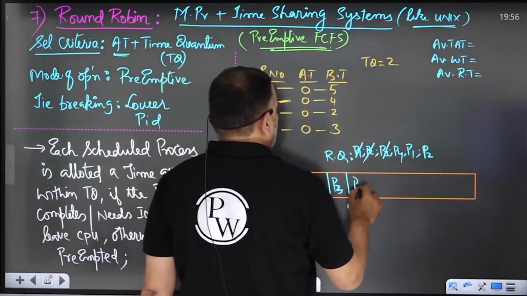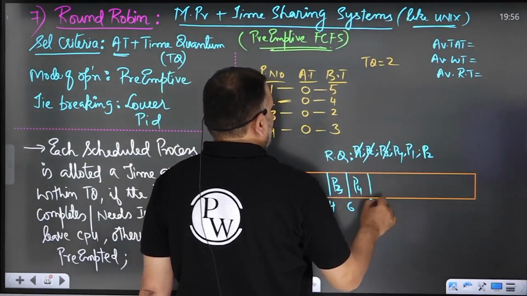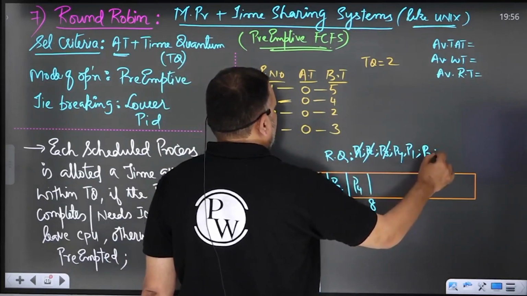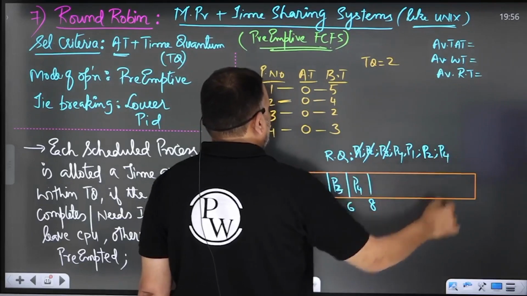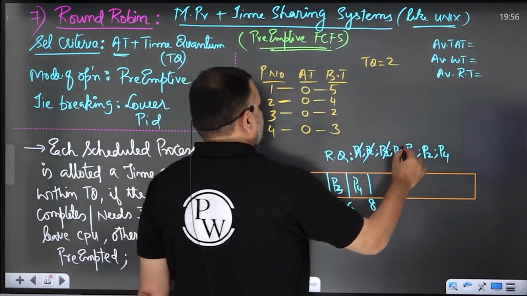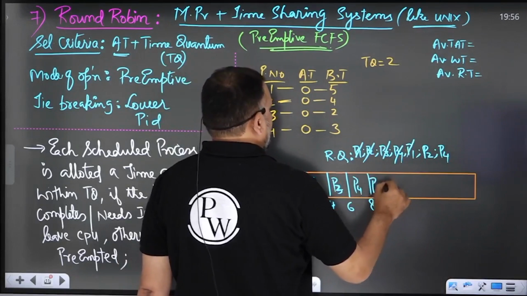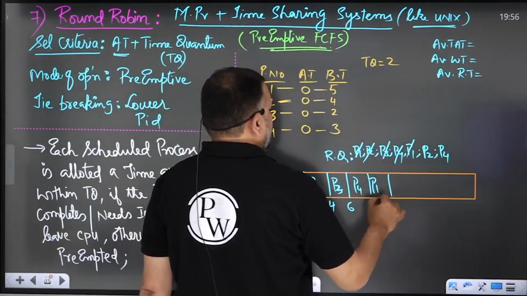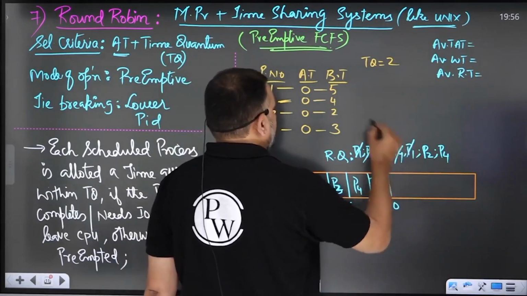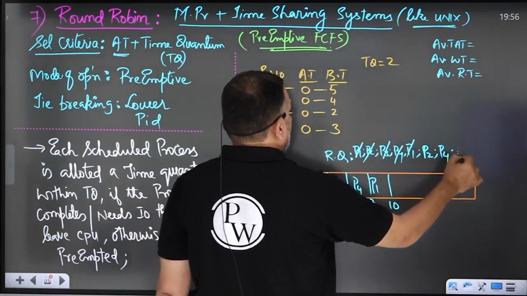Next P4 runs for 2 units. 6 plus 2 is 8. It gets preempted and goes back to the queue because it has not completed. Next, P1 takes charge and runs for another 2 units, 8 plus 2 is 10, and gets preempted because it needs 5. So again add it to the queue.